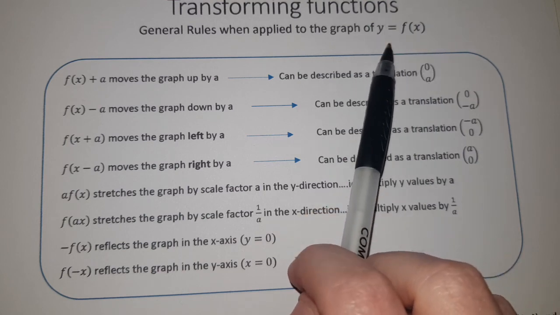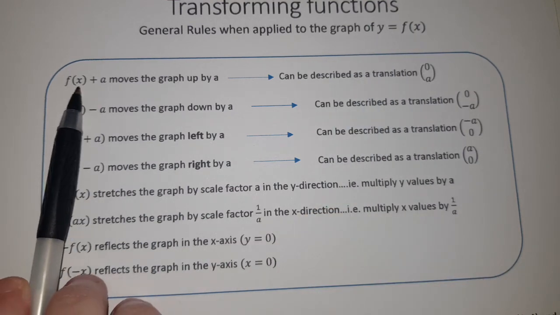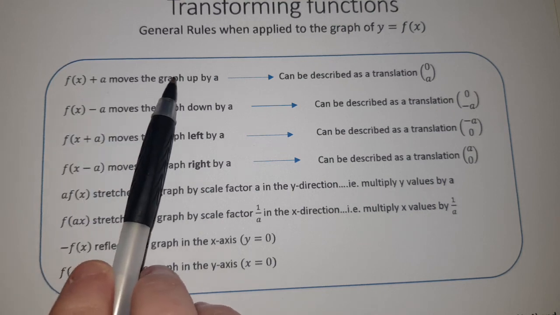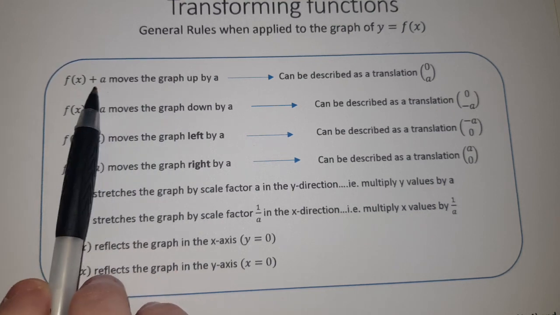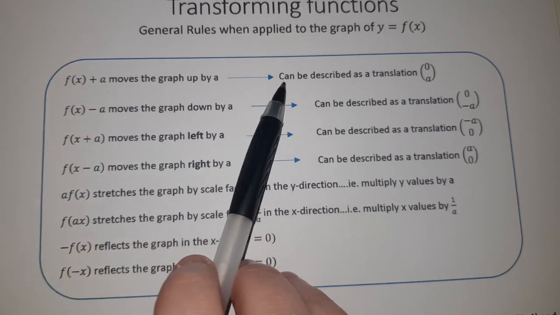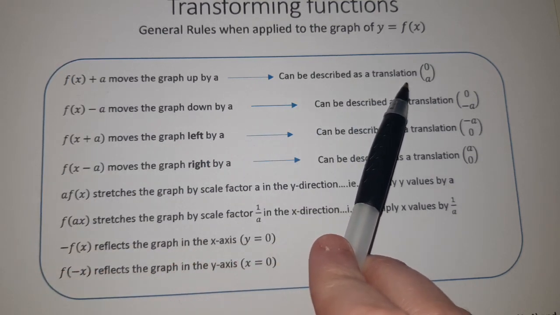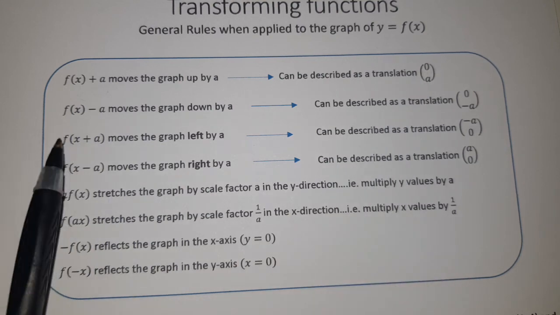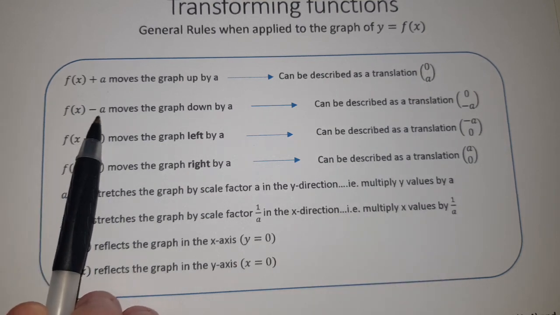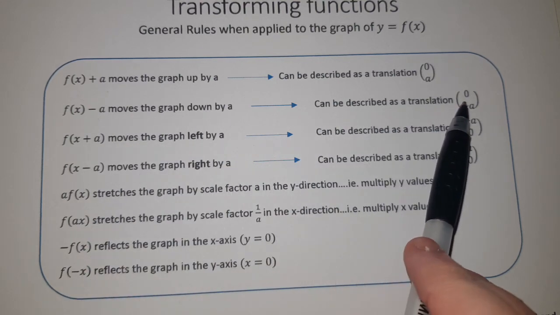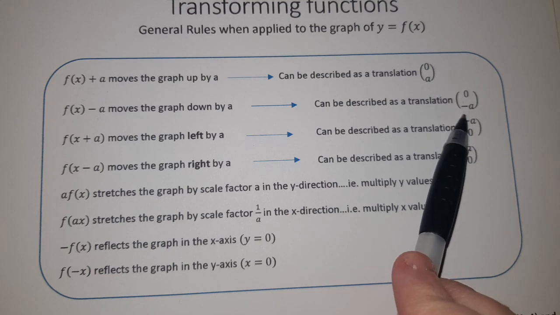is just the graph y equals f of x, then f of x plus a, so something outside of the whole function, actually moves your graph up by a values, because this is affecting the whole y value essentially. So that can also be described as a translation, 0 in the x direction, positive a in the y direction. So if it's a minus a outside, it's the opposite, you're going to move down by a. So again, could be described as a translation, 0 in the x direction, but negative a in the y direction.